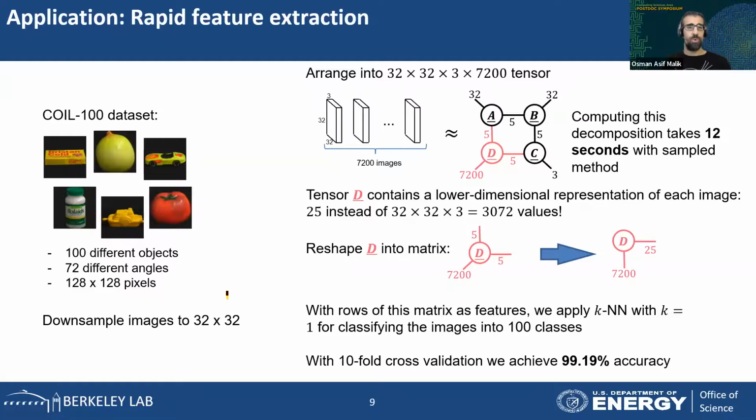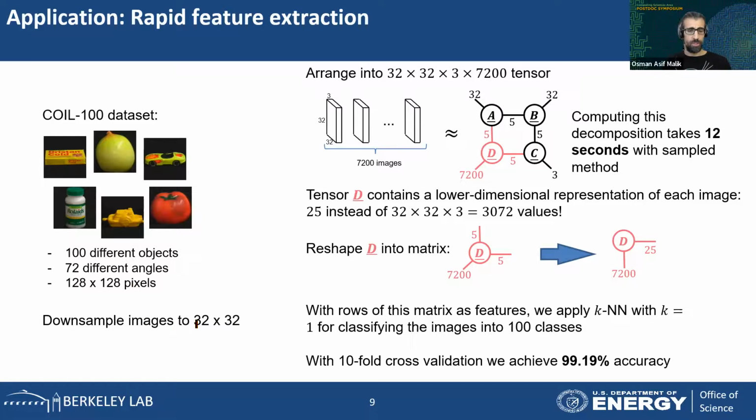Here, I just want to say a few words about potential applications of tensor decomposition. So this is for a computer vision task where we're trying to classify images. And the data set we're looking at here is the COIL 100 data set. So this is a data set consisting of 100 different objects, like an onion, a car, and so on. They're all photographed from 72 different angles, and the pictures are 128 by 128 pixels, and they're all in color.